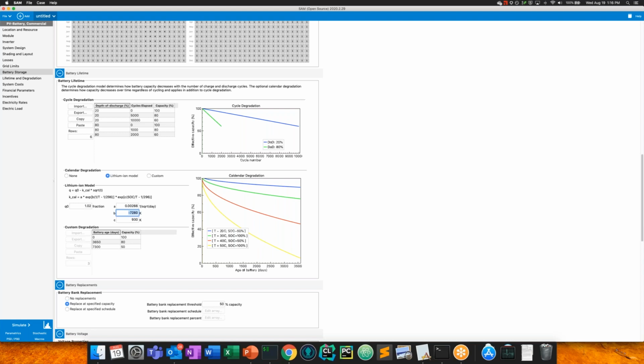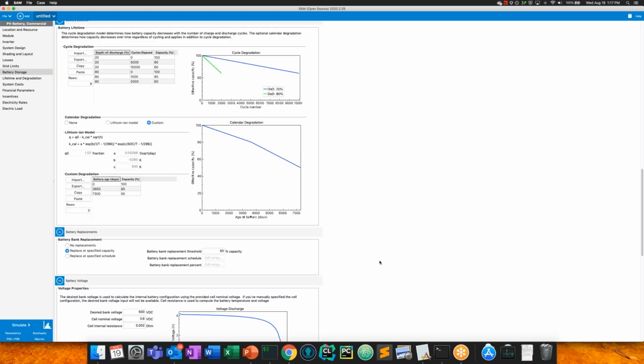And we can adjust how the curves are spread out using some of these parameters here, which can also be fit using software outside. So this B parameter, for instance, has decreased the effect of temperature. So that is one option. The other option is to use this custom degradation, in which case the effective capacity is only a function of the battery age.